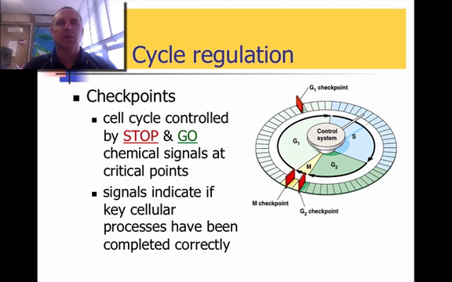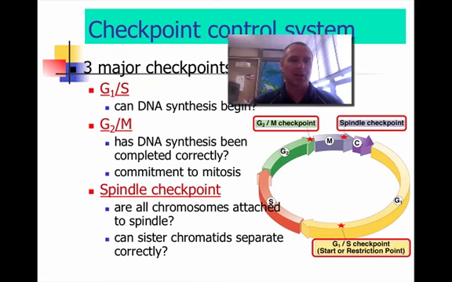Now, when we talk about cell cycle regulation, there are checkpoints along the way which either tell the cell cycle to keep on going because everything looks good, or it stops. It's kind of like quality control. Basically, they make sure that the key cellular processes are happening like they should, or it stops the process entirely.